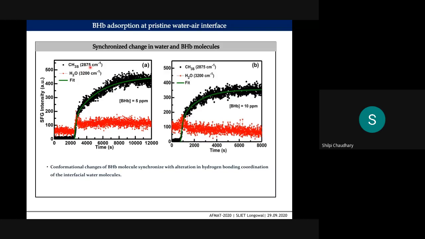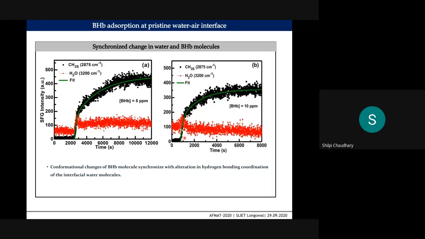So whatever changes happen in the protein will be reflected in terms of this peak, and the changes happening in the water molecules will be reflected by the red peak here. We clearly see that for 5 ppm, there was an induction time. The sample was lying there without any changes, let's say until 2000 seconds. And suddenly the protein molecules start to change their orientation. And very interestingly, we can see that these changes are also followed by the water molecules. So there is some kind of synchronized change happening for both the protein molecules and the water molecules for this specific concentration. Whereas if you see for the 10 ppm, the induction time reduced. The induction time was the time when there is no change in the SHG intensity. So it reduced to actually half of it.